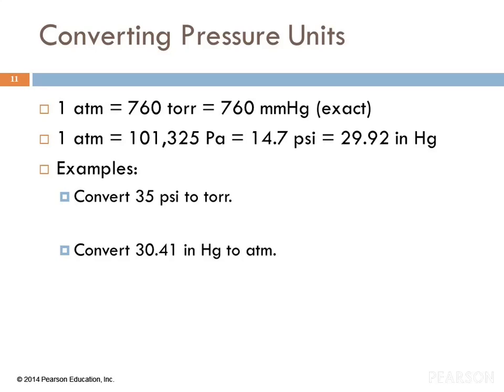So let's do an example. Convert 35 psi to torr. So we've got 35 psi. We're going to multiply by the unit we want and divide by the unit that we want to go away, right? So it cancels out. You go to the table and 760 torr. Okay, so 760 torr. And then in front of psi is 14.7. No multiple conversions or anything.